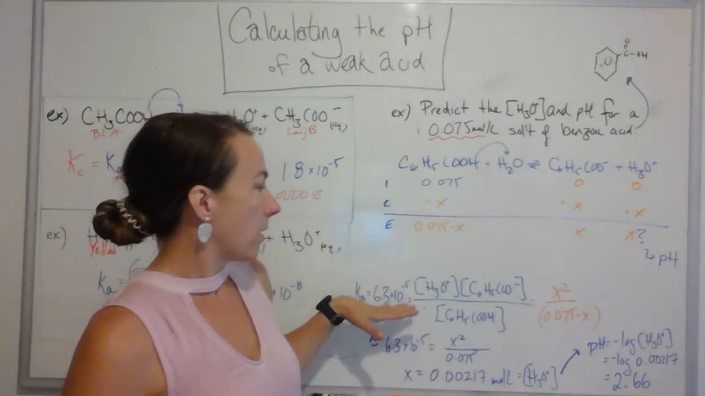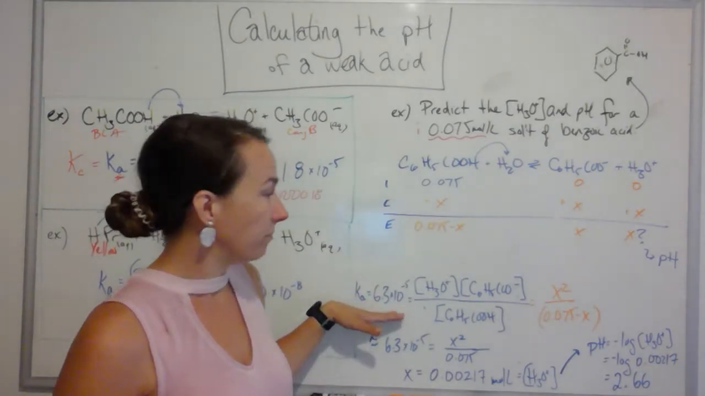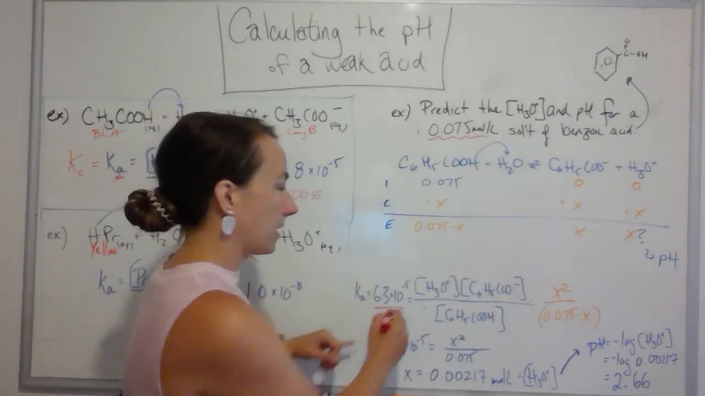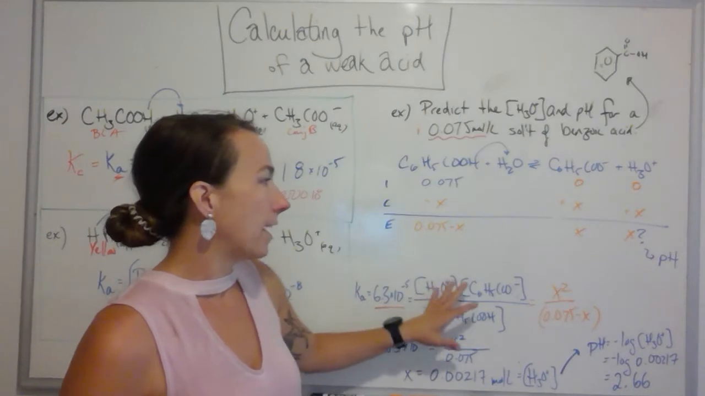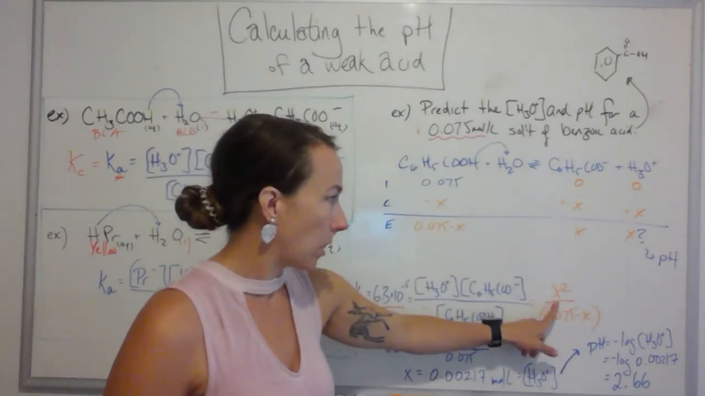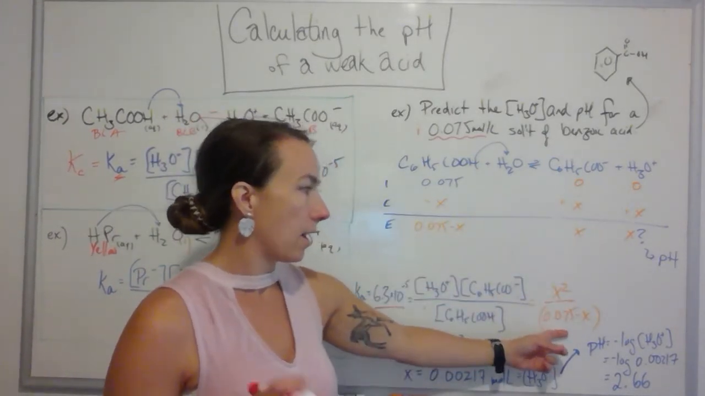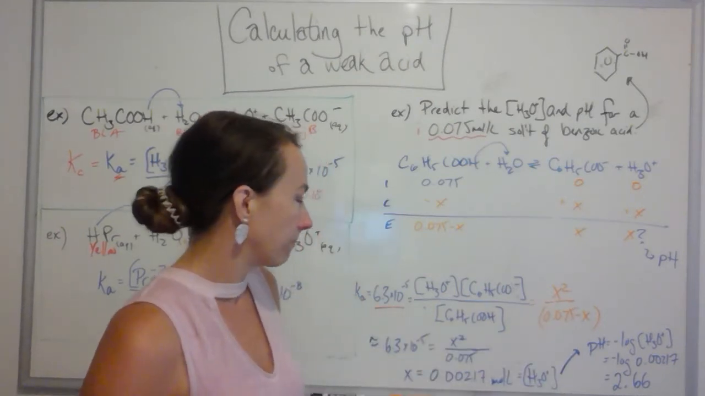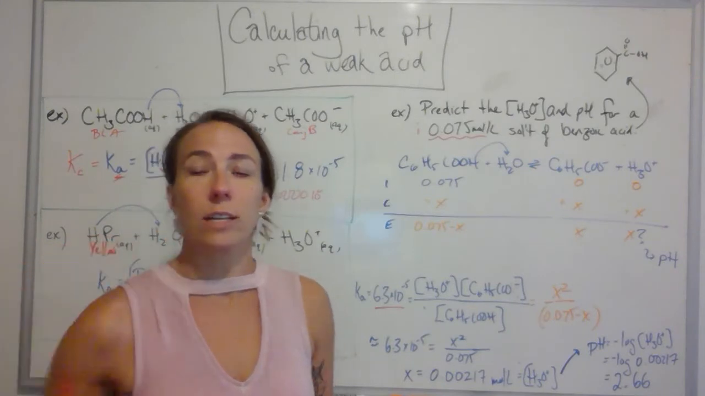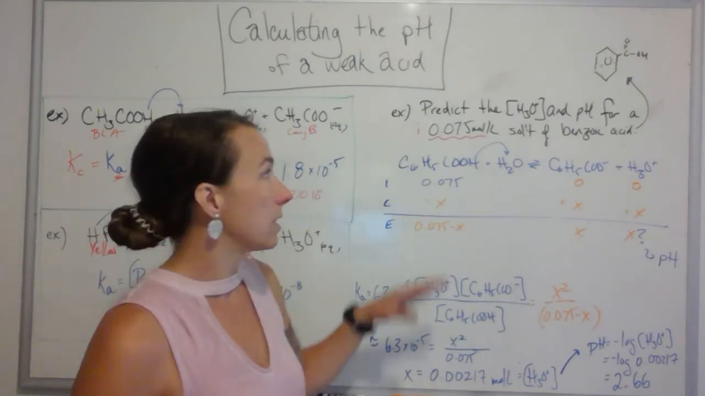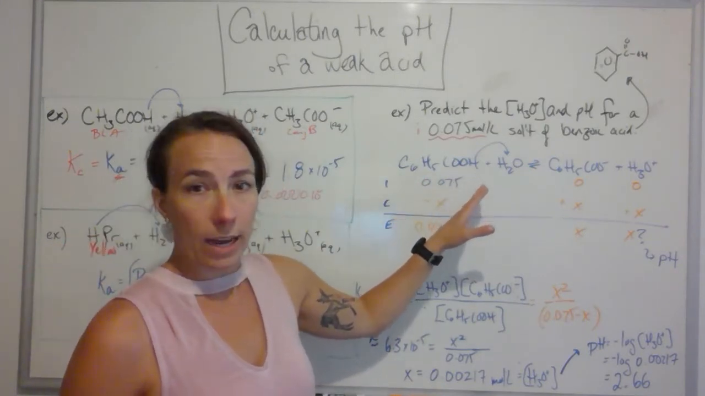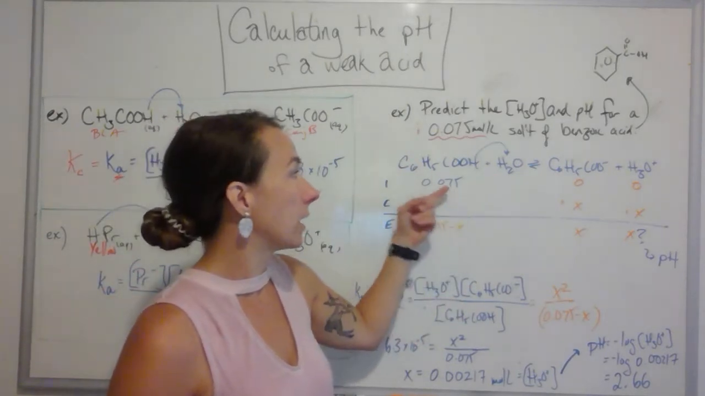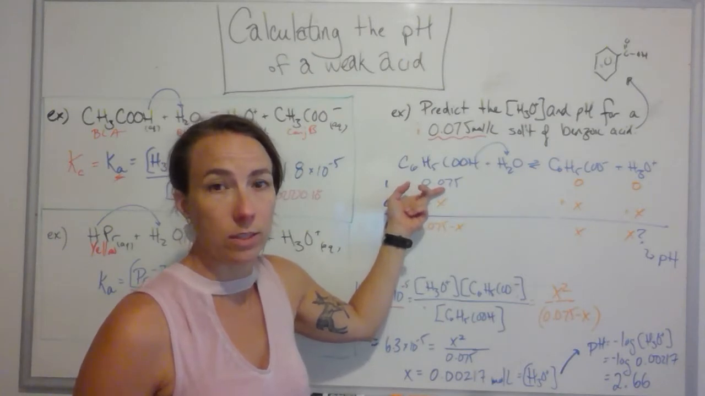Okay, so then I can create my K expression, products over reactants without water. This equals this, that's from the data booklet, right? And then that's going to equal my X's multiplied by each other, divided by 0.075 minus X. Okay, so now we have this thing called an assumption rule. The assumption is that this is such a weak acid that this value is so small that I'm hardly going to have much of a change in this 0.075.